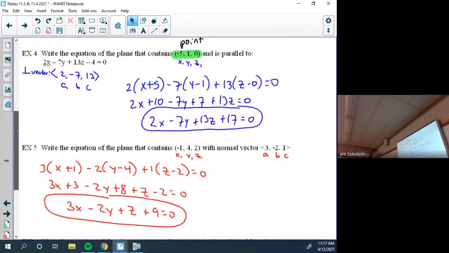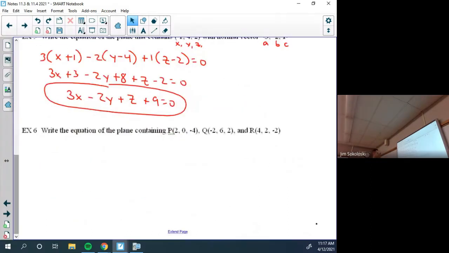These two are the simple ones, right? You got a vector, you got a point, boom, find your plane. No big deal. Sometimes we have a little bit more work to do, all right? So down here, write the equation of the plane containing P, Q, and R.